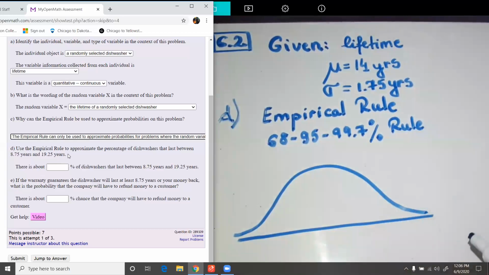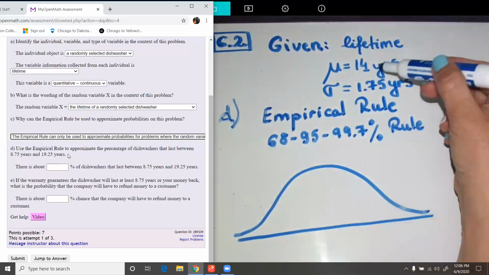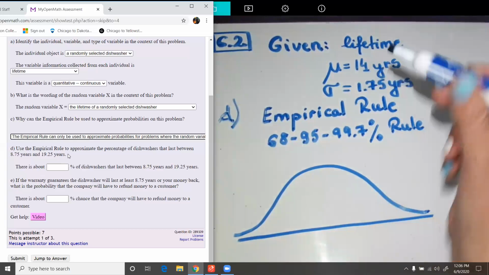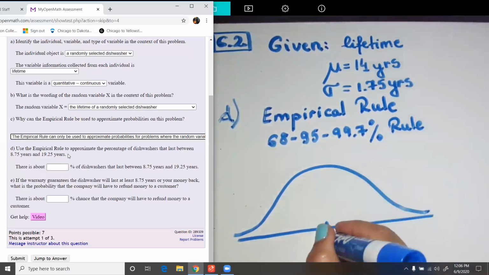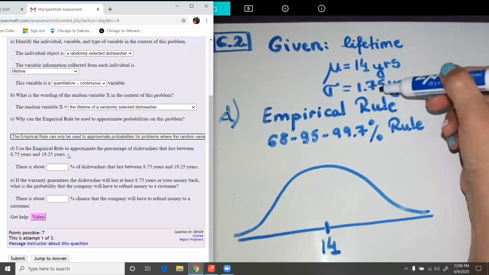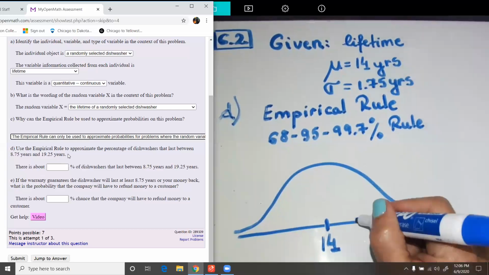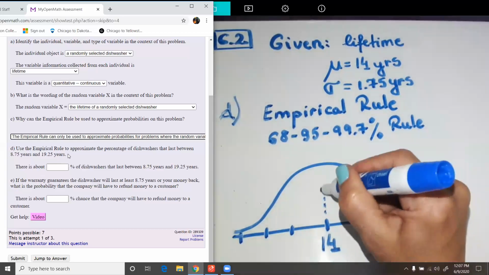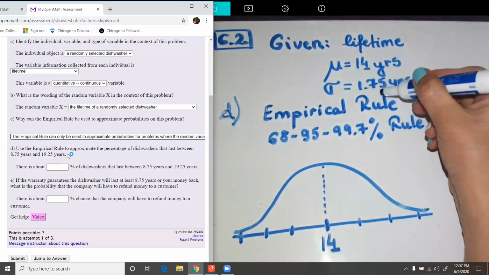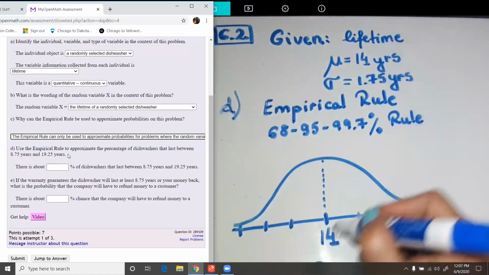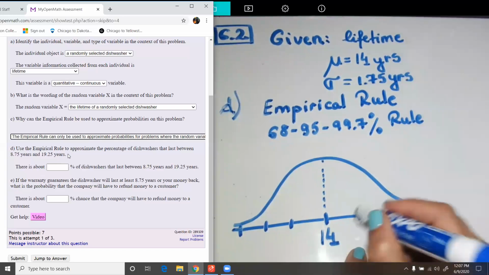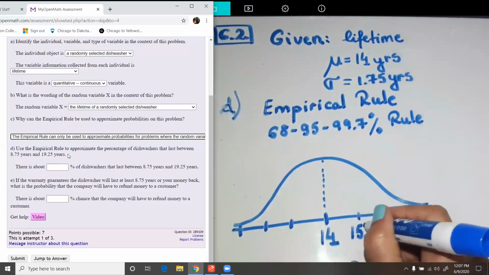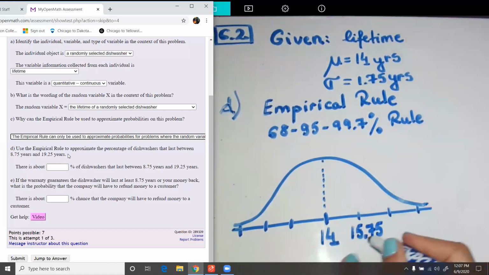So the first thing you do, you need to find the values that are located 1, 2, and 3 standard deviations from the mean. Here is where this information is actually the key for this problem. The mean will be 14, and we use the standard deviation to figure out the values located 1, 2, and 3 standard deviations above the mean, and 1, 2, and 3 standard deviations below the mean. So how do we use that? We simply add 1.75 to 14 once, and that will give us 15.75. That value is located 1 standard deviation above the mean.